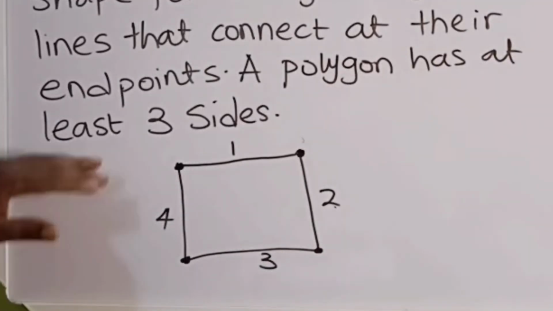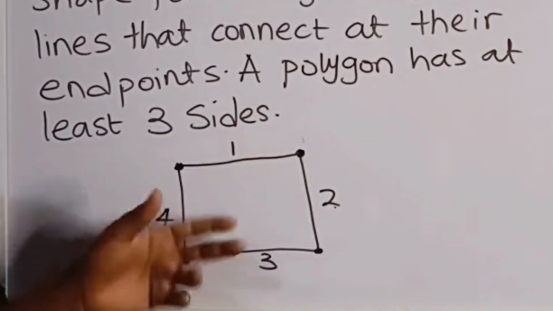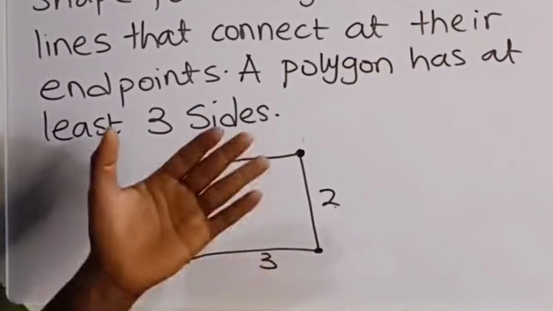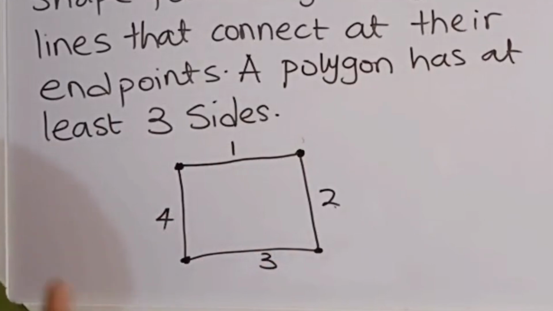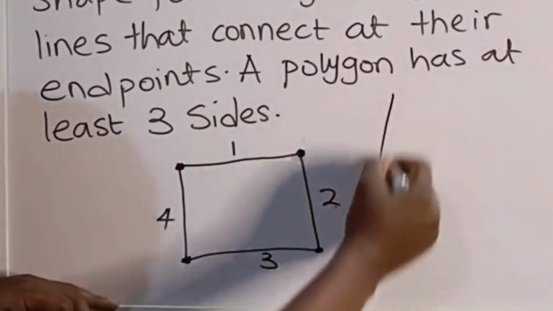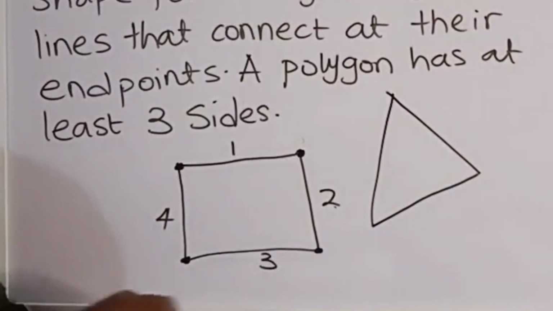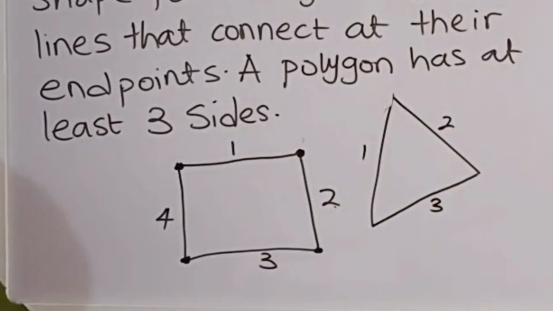The next thing we need to know is, a polygon has at least 3 sides. You can see that this polygon has 4 sides. Once a 2D shape has 3 or more sides, it can be considered a polygon. So if I have a shape like this, this can be considered a polygon because it has 3 sides, 1, 2, and 3. So a polygon has at least 3 sides.